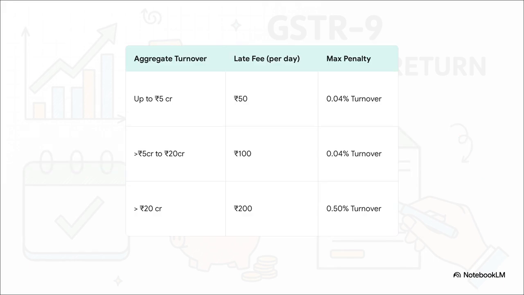And if you do miss that deadline, here's what you're looking at. The late fee structure has been streamlined, which is good news, because the penalty is now directly linked to your business's turnover. As you can see, the daily fee climbs for bigger businesses, starting at 50 rupees and going up to 200. The maximum penalty is also capped as a percentage of your turnover, which helps make sure the penalty fits the size of the business.